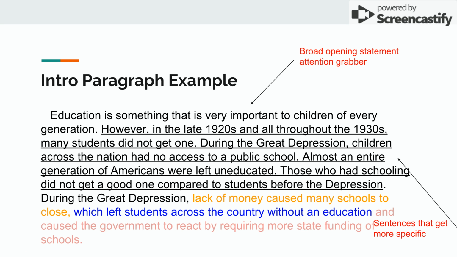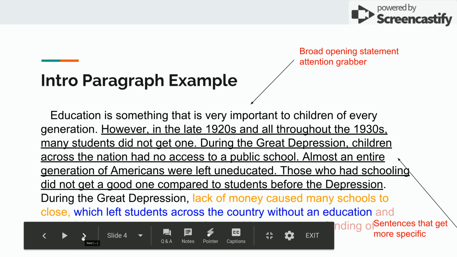This is a student example of an introduction, and it starts with a broad statement. Education is something that is very important to children of every generation. Then the underlined sentences are the points that get more and more specific until we get to the thesis statement, which is at the bottom where it says, during the Great Depression, lack of money caused schools to close, which left students across the country without an education. Again, that's the effect. And it caused the government to react by requiring more state funding of schools. That is the solution, what they did to overcome that problem. So all parts are in the thesis.